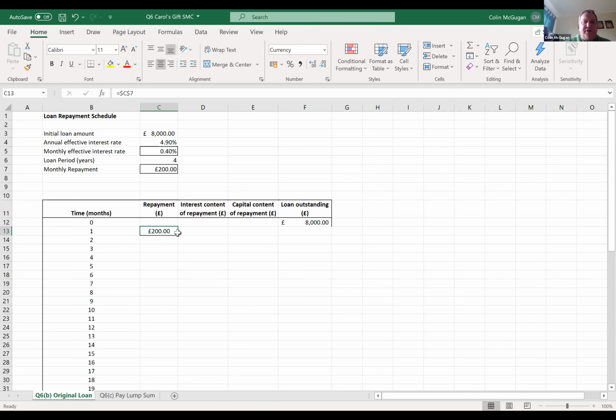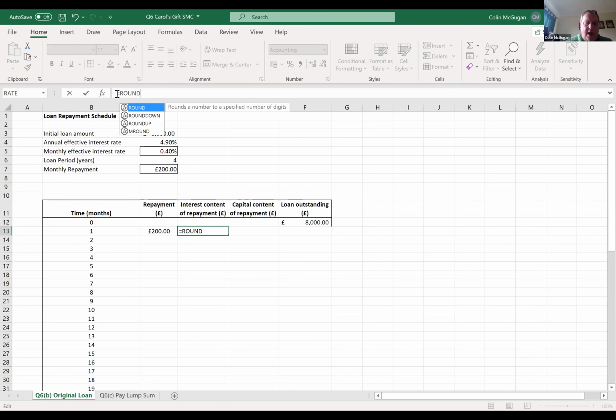And there's a £200 appears in there. So the next part, the interest content of the repayment. Now, for this, because it's money, we want to round it to 2 decimal places here. So I'm going to use the round function. And I'm going to put in here the initial amount that's outstanding, which is F12. I'm going to multiply it by the monthly effective interest rate, which is C5.